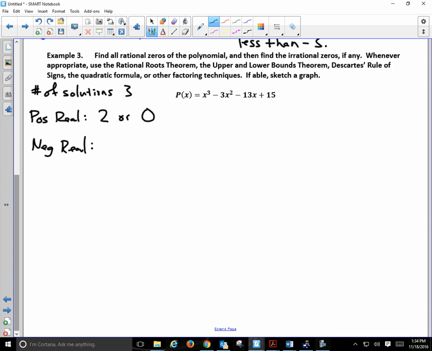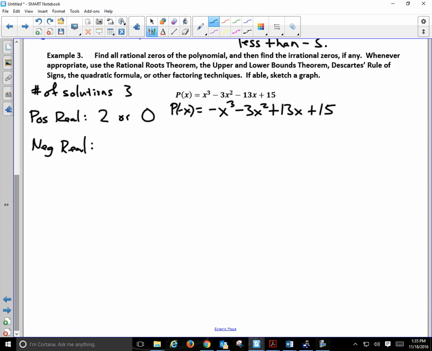Now I'm going to apply what I showed you earlier on to save us some time. When I do p of negative x, if it has an odd exponent, does it change sign? Yes. If it has an even exponent, does it change sign? No. So we have a negative x to the third, a minus 3x squared, a plus 13x, and a plus 15. So again, that will help you move through that a little bit more quickly and help you from making mistakes.